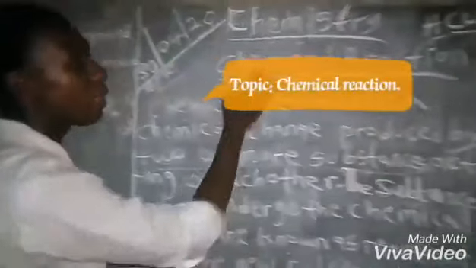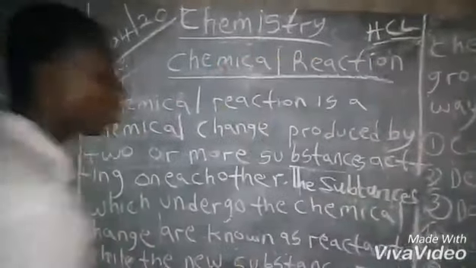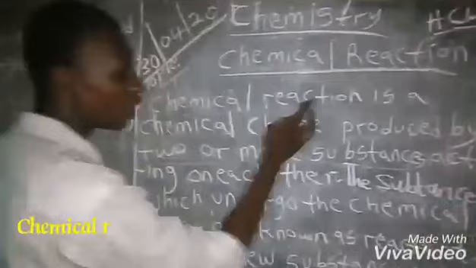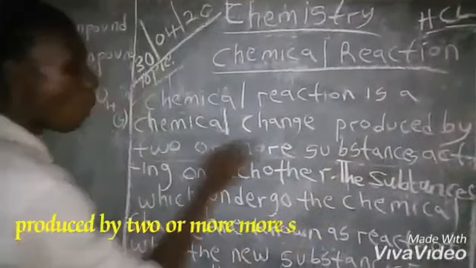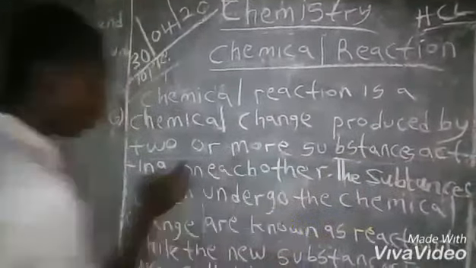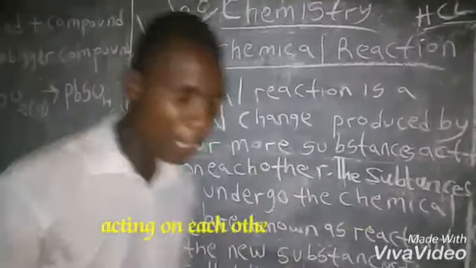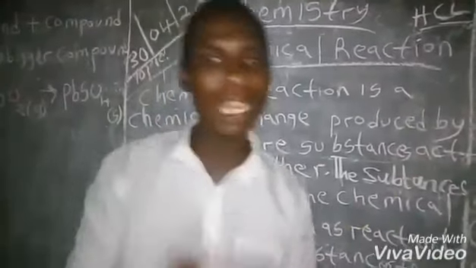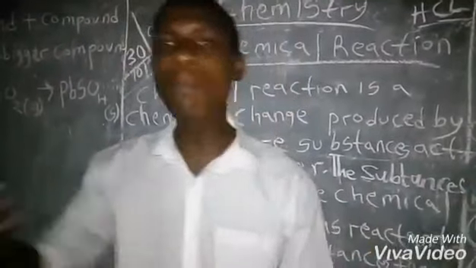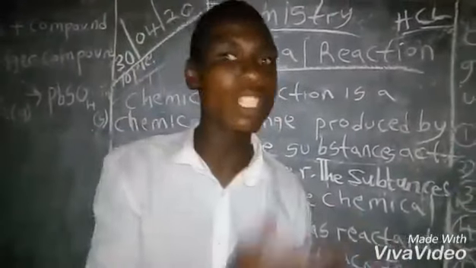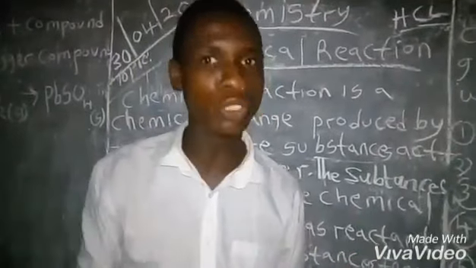Today's topic is on chemical reaction. And we are talking about chemical reaction. Chemical reaction is a chemical change produced by two or more substances acting on each other. A substance can either be an element like hydrogen, helium, lithium, or it can be a compound like HCl, which is hydrochloric acid, either of the two.